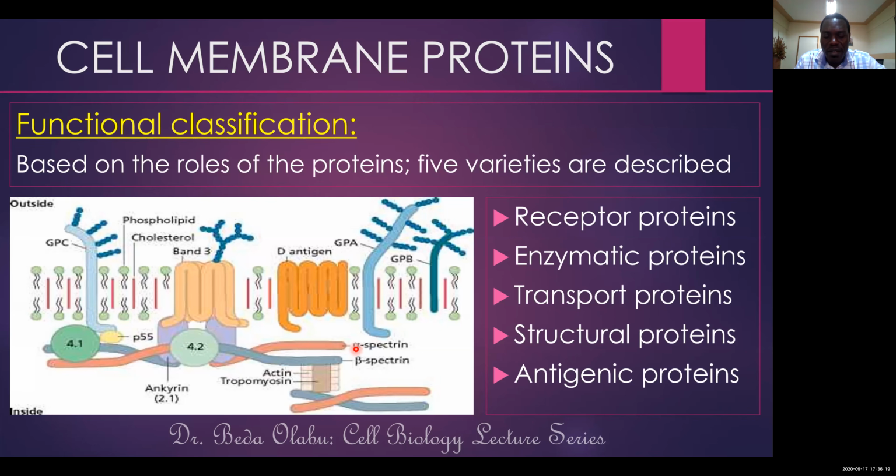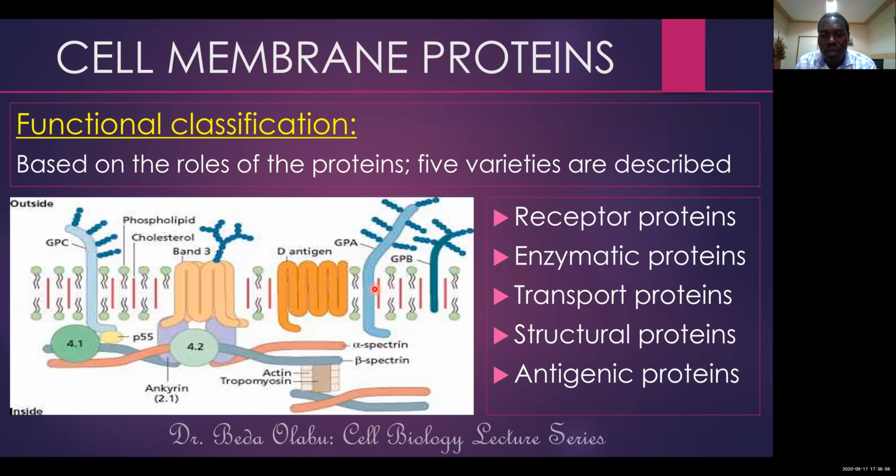The last class, depending on how you're counting, could be 5 or 6, but the last category are the antigenic proteins. Proteins which are antigenic in nature. In immunology, you must have defined antigen already. If not yet, I can define it for you. Antigen is something that induces an immunological response. So some of these proteins are antigenic, which means they can induce an immunologic response.